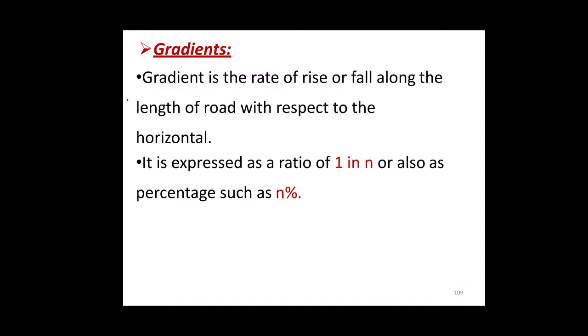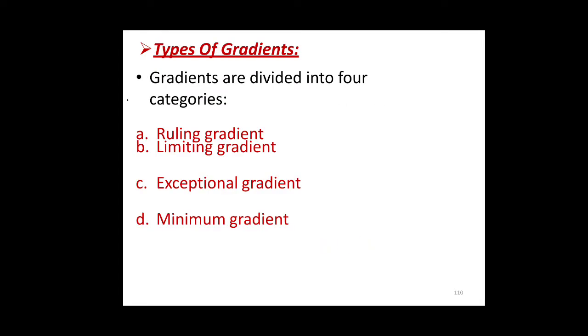Now the gradients. Gradient is the rate of rise or fall along the length of the road with respect to the horizontal. It is expressed as a ratio of 1 in n, or also as a percentage. The types of gradients: first, the ruling gradient; second, the limiting gradient; third, the exceptional gradient; and lastly, the minimum gradient.